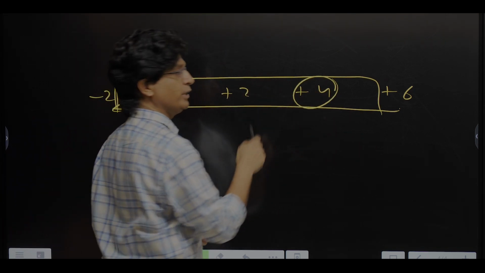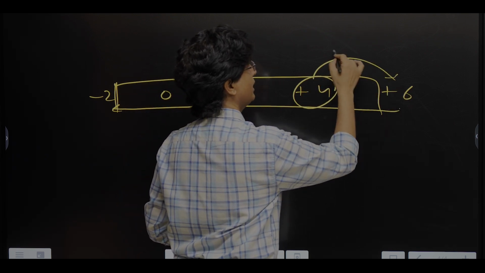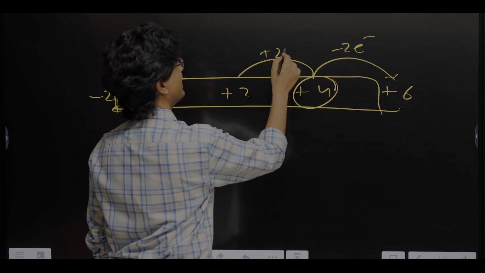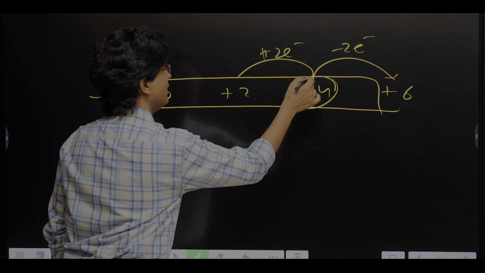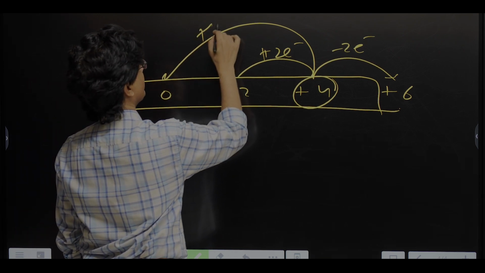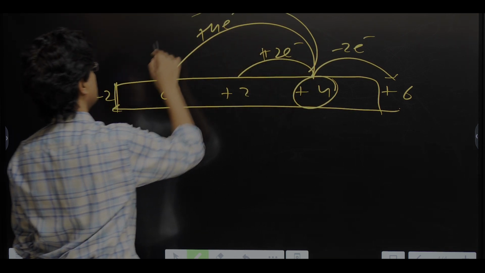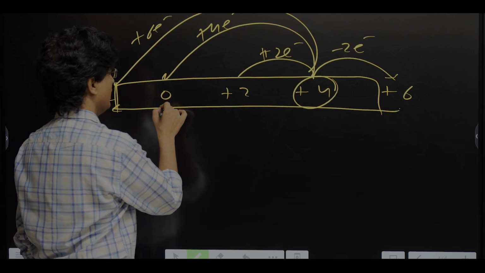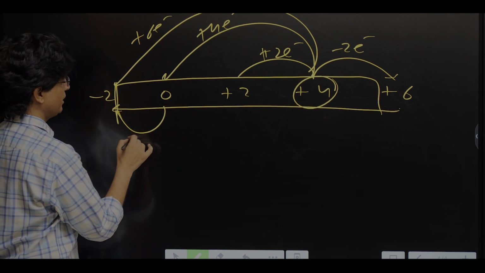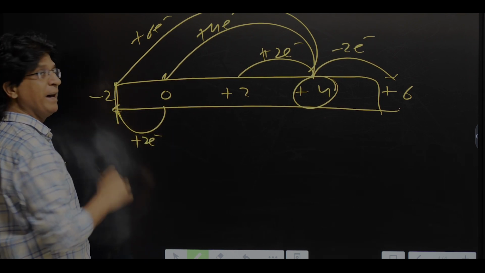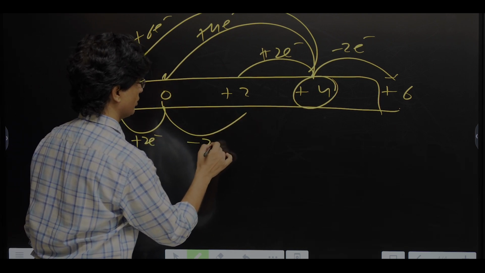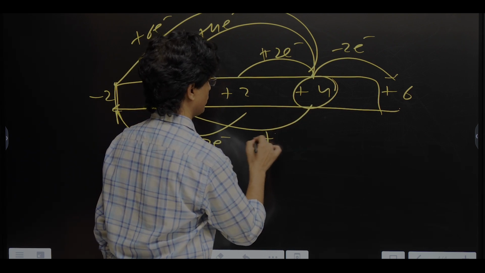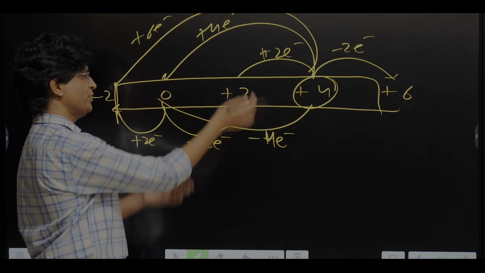So what can this +4 do? +4 can lose 2 electrons, and can become what? +6. Can gain 2 electrons, can become what? +2. Can gain 4 electrons and will become what? 0. It can also gain 6 electrons and will become what? -2. Same thing happens with 0. 0 can gain 2 electrons and will become what? -2. It can lose 2 electrons and will become what? +2. It can also lose, say, 4 electrons. Lose 4 electrons, will become +4, and so on.